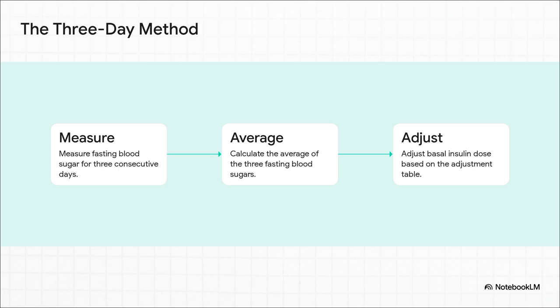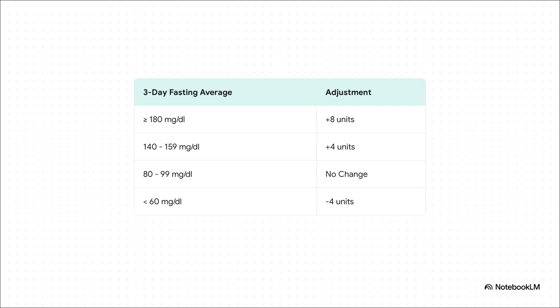Instead, you check your fasting blood sugar for 3 days straight, and then you calculate the average. This gives you a way more reliable picture of what's actually going on. And then, based on that average, you make your adjustment. It's pretty systematic. For instance, this table shows that if your 3-day average is, say, between 140 and 159, you'd add about 4 units to your basal dose. But if you're right in that target zone of 80 to 99, you don't change a thing. See? It really helps take the guesswork out of the whole process.